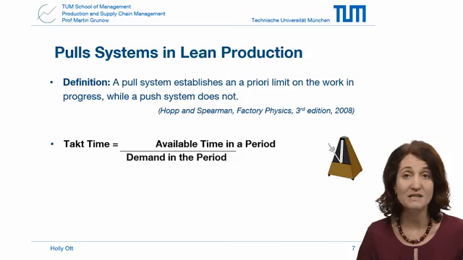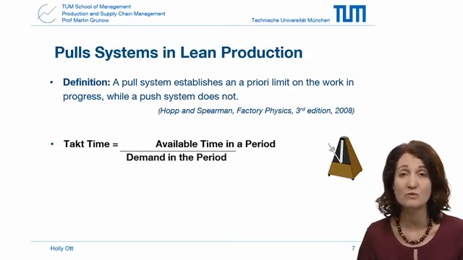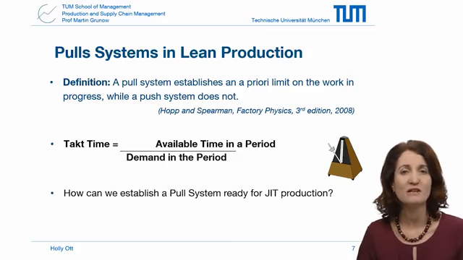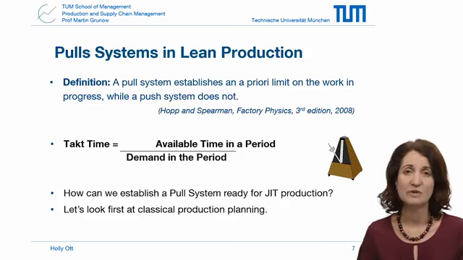Then, with enough capacity in our system, our flow rate is equal to the rate of demand. And here we already see that using TACT already smooths our demand to a demand over a period. And obviously the work in progress must be ready to meet that demand. So according to the TACT, resources must be available and parts must be ordered. So how can we establish a pull system and have everything in our system ready for just-in-time production? First, let's take a look at classical production planning.